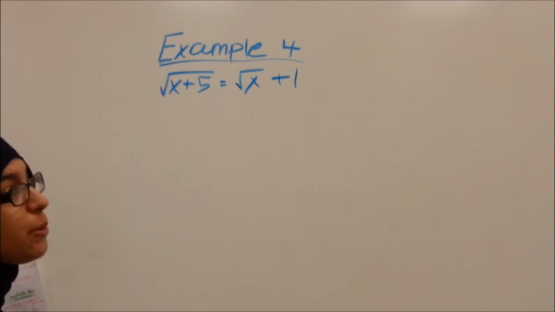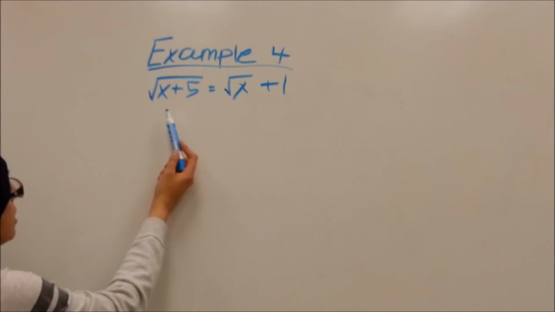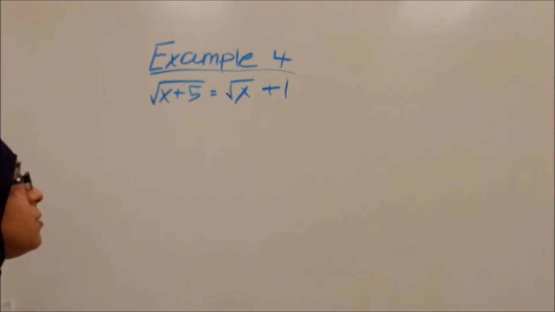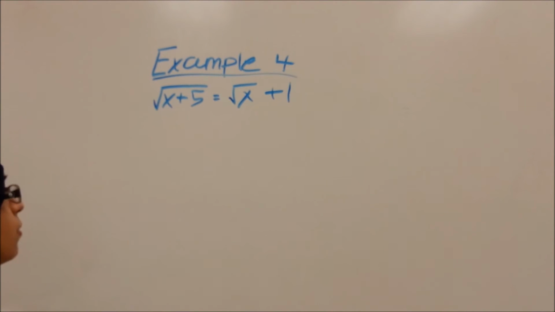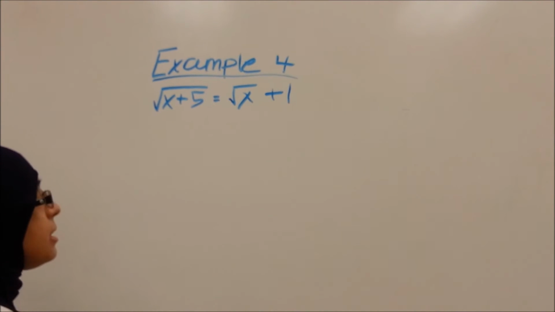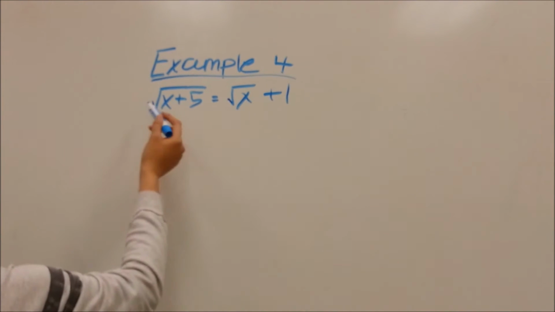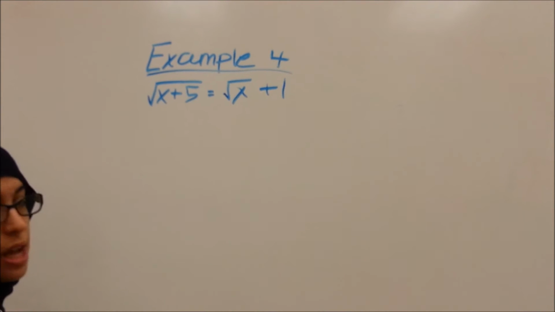So for example 4, we're going to start out with this equation. And it's basically the square root of x plus 5 equals the square root of x plus 1. First thing we need to do is isolate the radical with the most complicated radical, which we've already done. It's already been given to us. And we do this so that whenever we square both sides of the equation, to get rid of the radical, we free the most stuff.